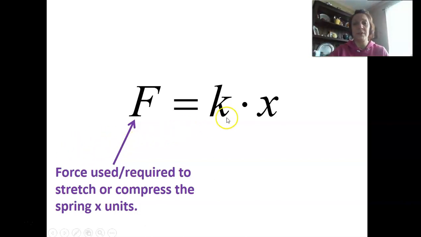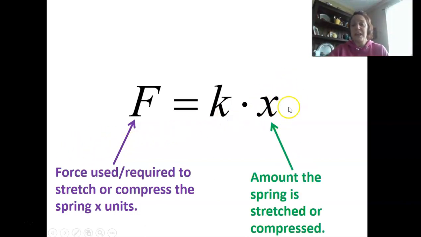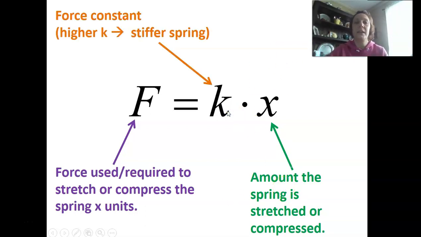And that's going to be in newtons, obviously. Right. This x is the amount the spring is stretched or compressed. Again, positive displacement versus negative displacement, stretched versus compressed. And then this little k right here is our spring constant or our force constant. Okay. The higher that value, the stiffer the spring.